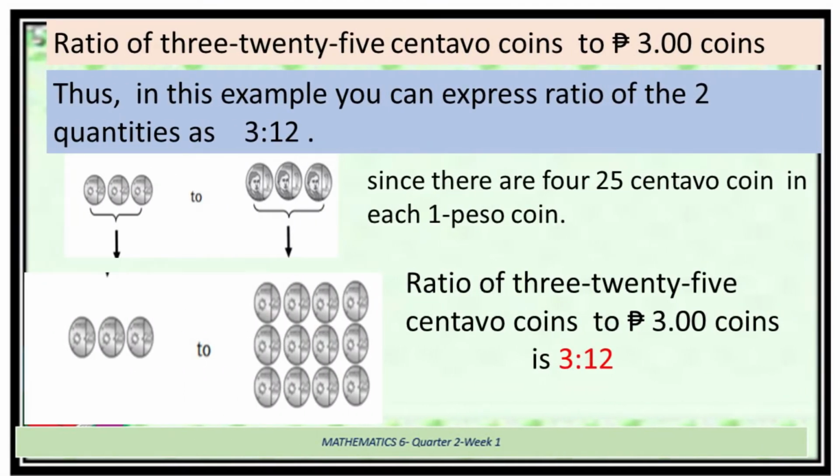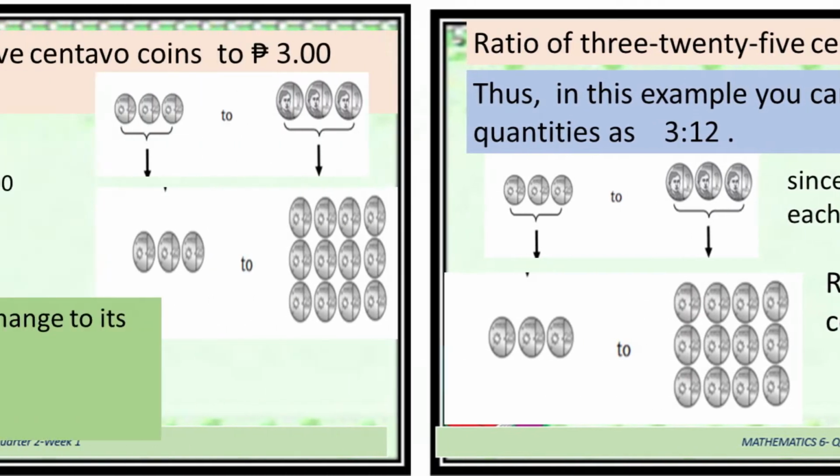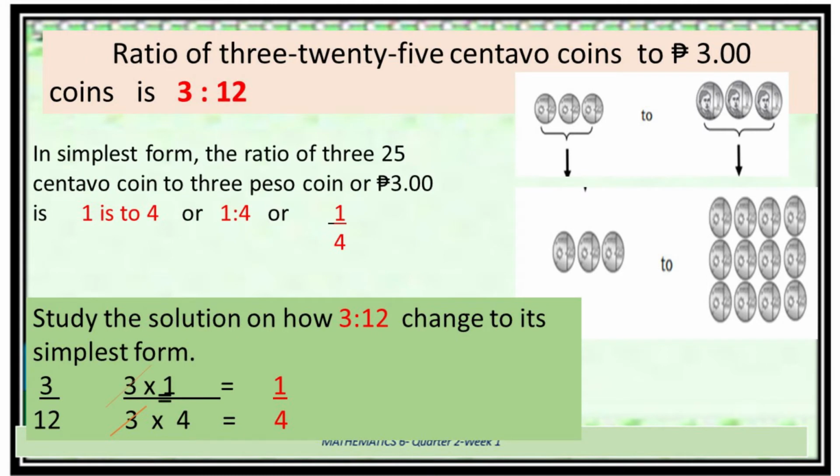Thus, in this example, you can express the ratio of the two quantities as 3:12, since there are 4 25-centavo coins in each 1 peso coin. In simplest form, the ratio of 3 25-centavo coins to 3 peso coins is 1:4.